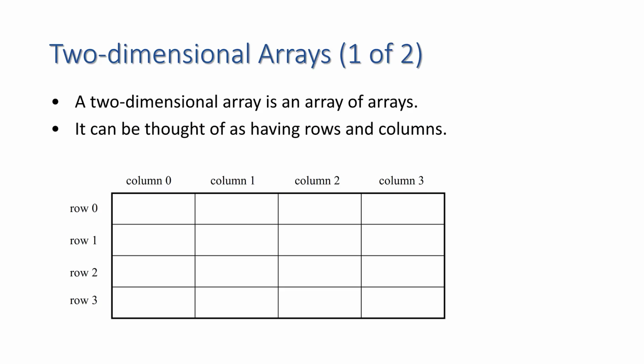A two-dimensional array is an array of arrays. Each row is a one-dimensional array. It is easy to visualize a two-dimensional array as a matrix.